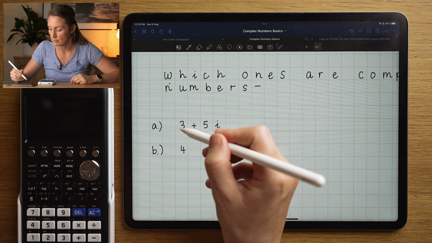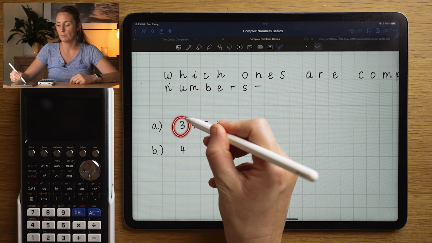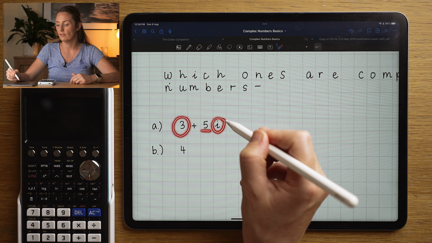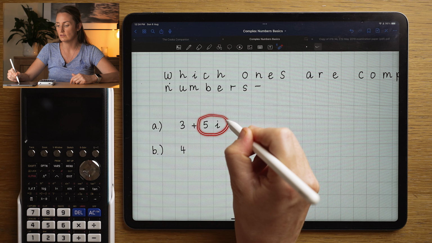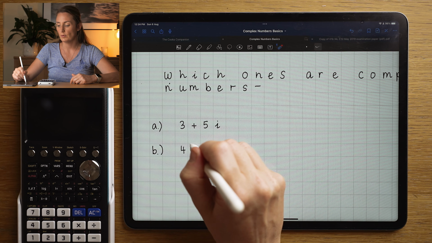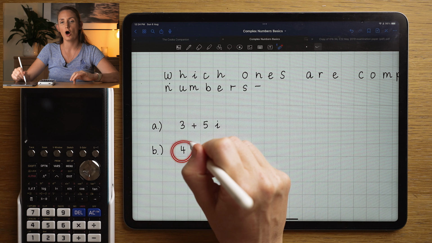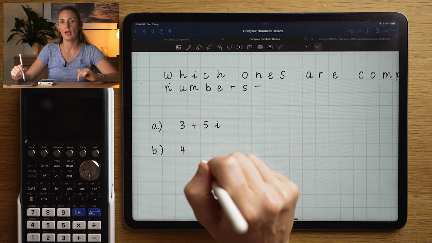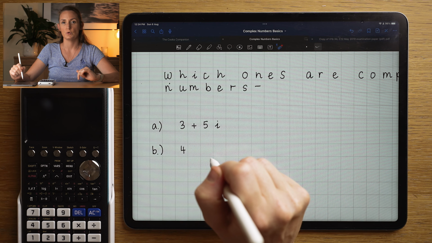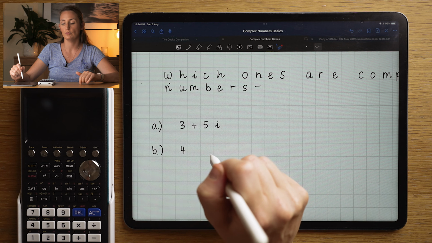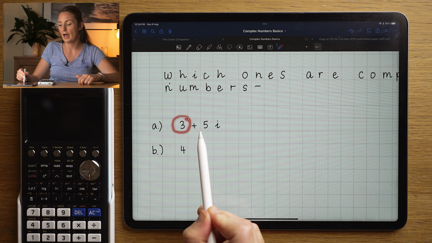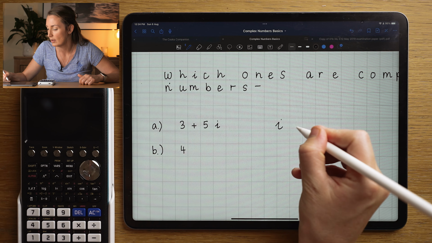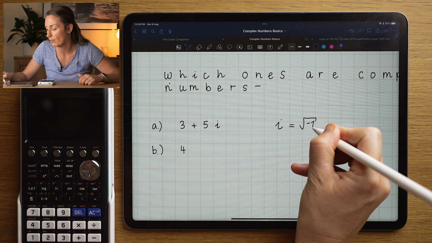Let's look at some examples here. 3 + 5i is a complex number because it has 3, which is a real number, and 5i, which is a multiple of i, which is the square root of -1. Whereas if we have a number like 4 on its own, it's only got a real part and no complex part, so this would not be a complex number. So to recap, a complex number has two parts. It has a real part and a multiple of i, and i is equal to the square root of -1.